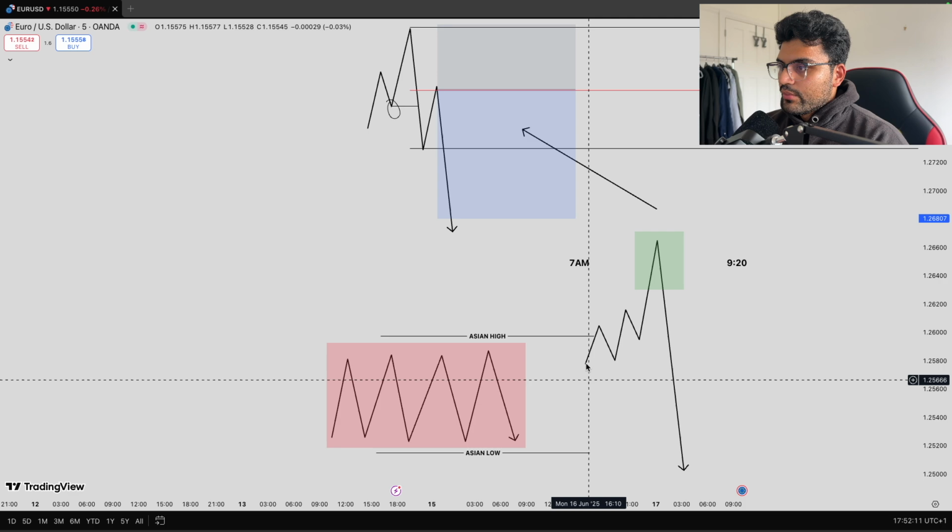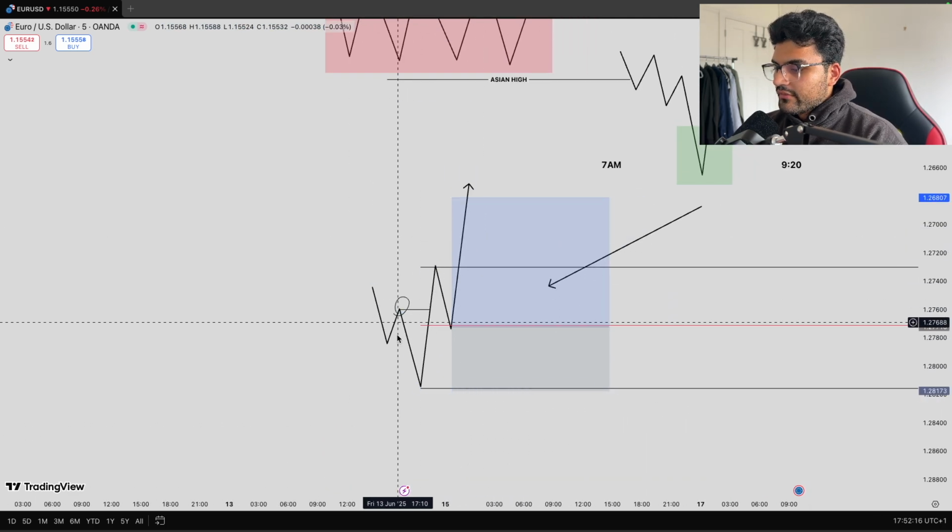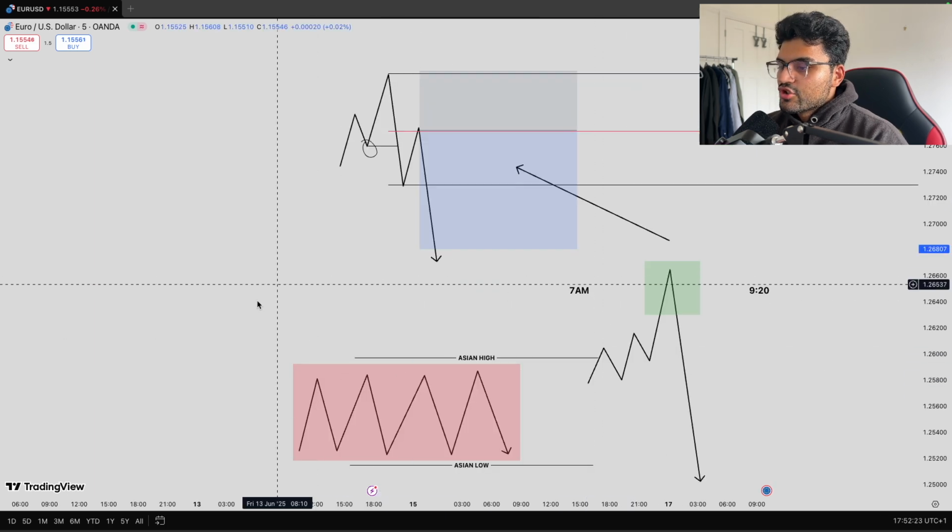And it's the same thing if we take our Asian low. You'll just inverse this. You're basically just going to be looking for the same thing, but in a buying situation. Now we've got the strategy out of the way.